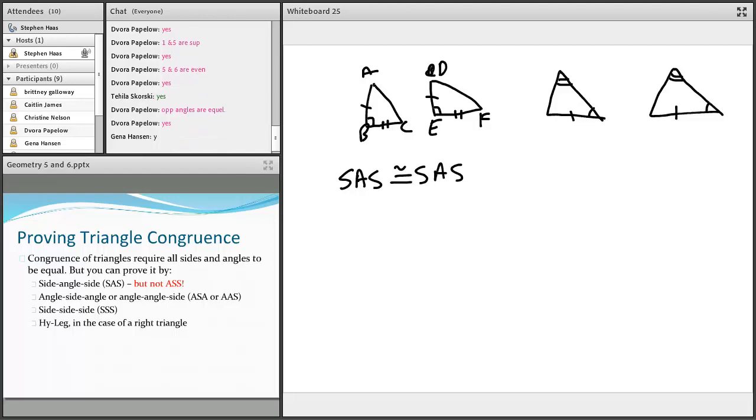No, I haven't proven it. Oh, actually, you're right. I have. I'm sorry, my mistake. Yes, you are correct. That's in fact our second method. But what I was trying to get at was, let's say I have two triangles like this.